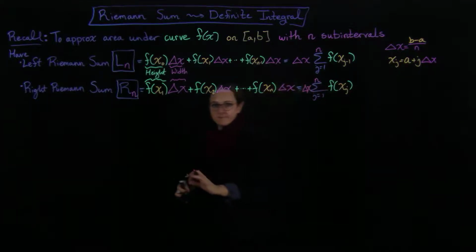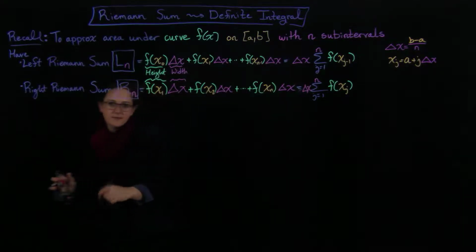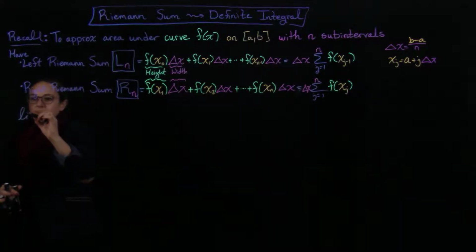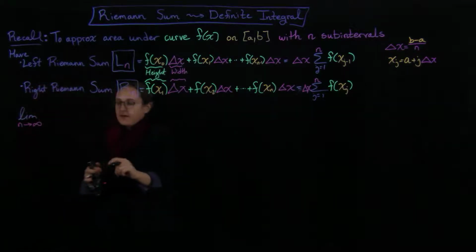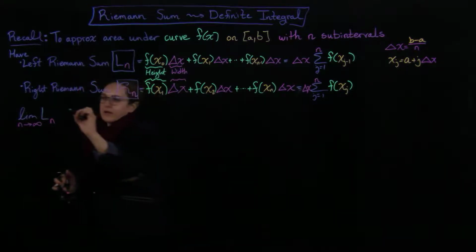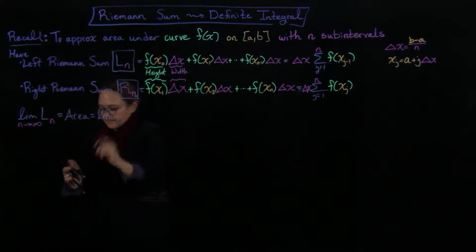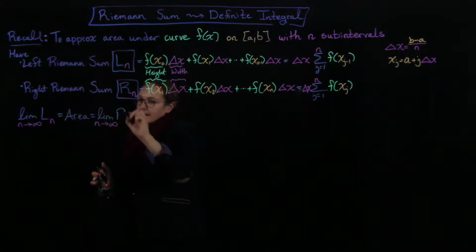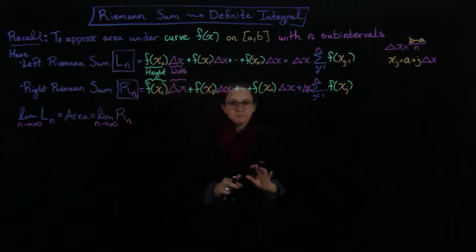Okay, perfect. The last part we got from this is that we had both of those, and we knew the limit as n goes to infinity of the left-hand Riemann sum was equal to the area, which was equal to the limit of the right-hand Riemann sum. And our hope is to understand how that relates to the integral.